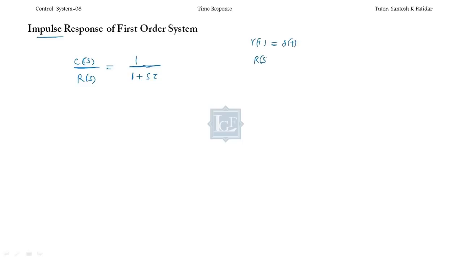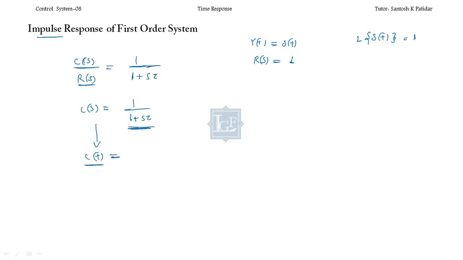So what will be R(s)? You need the Laplace function of the input. So definitely it will be 1, because the Laplace transform of delta(t) is nothing but 1. So here R(s) is 1, so your output C(s) is nothing but 1 upon 1 plus S tau. Now please take the Laplace inverse. You will get the time response or the output in terms of the time parameter.